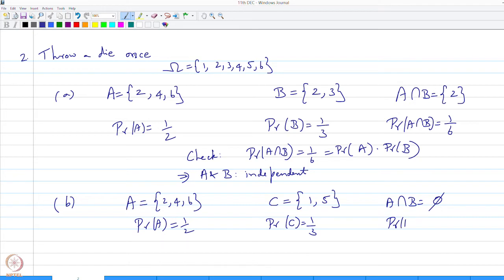So, what is the probability of A intersect B? It is actually 0. So, in your check, the probability of A intersect B is 0, which is actually not equal to the probability of A times the probability of C. Oh, I am sorry.